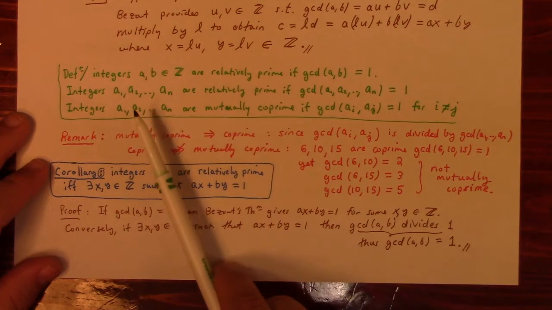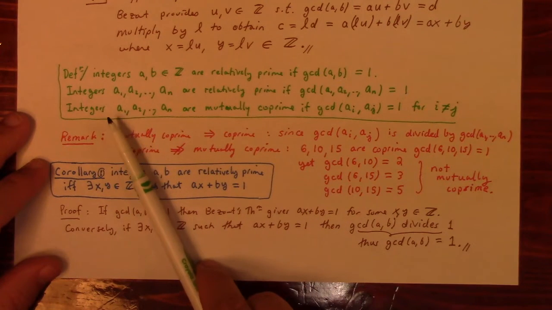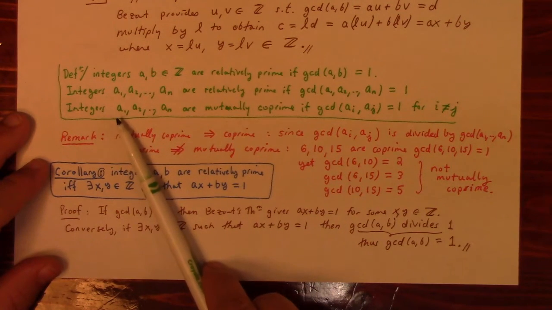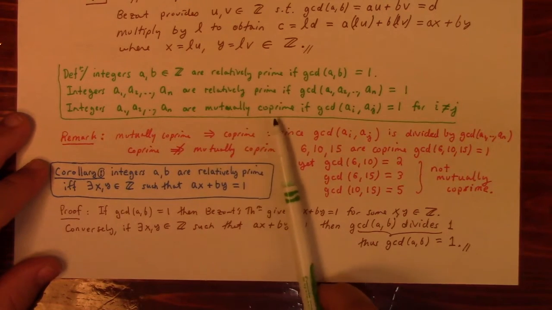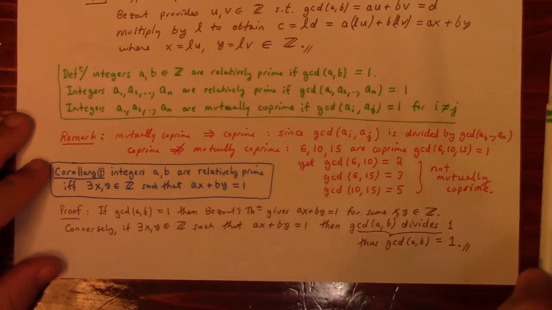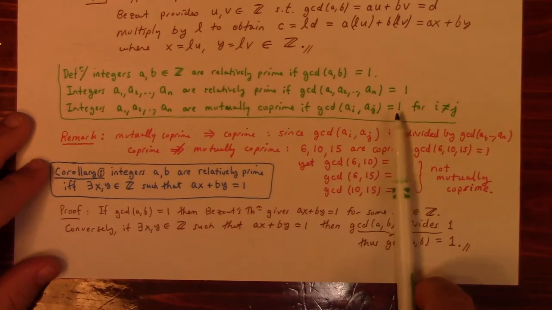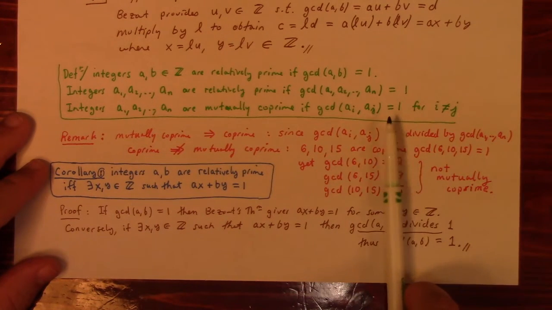And coprime just sounds better in the third definition here. A1 through an are mutually coprime if any pair of them are coprime, all right? So of course i is not equal to j, otherwise it's just silly, right?